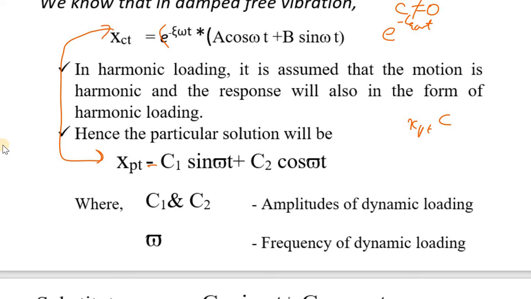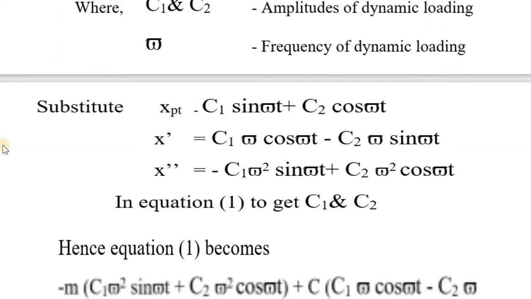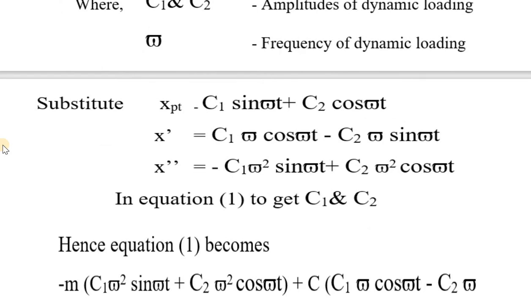Now we will find out what c1 and c2 are, then add them to this, then find out a and b. The solutions are the same, but there will be a lot of calculation. So we can just start. This is our x_p of t, and we will be starting from this.